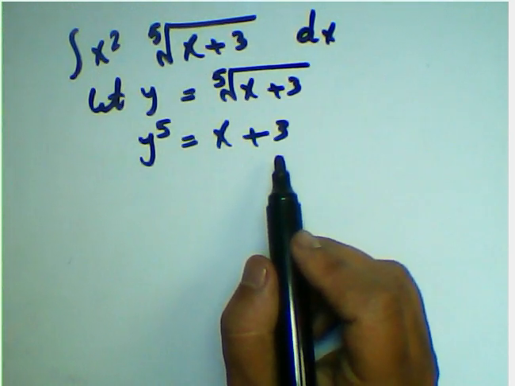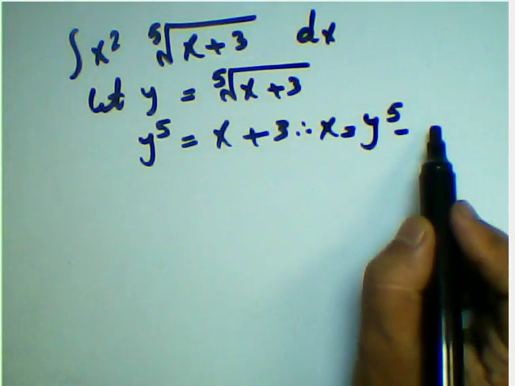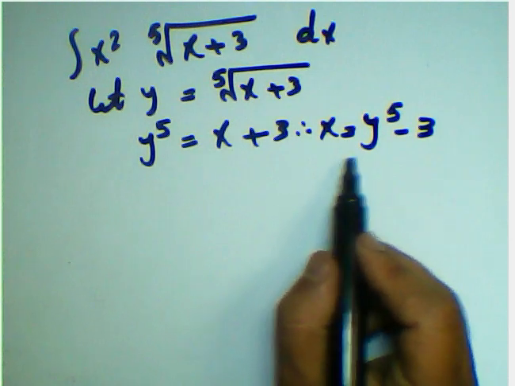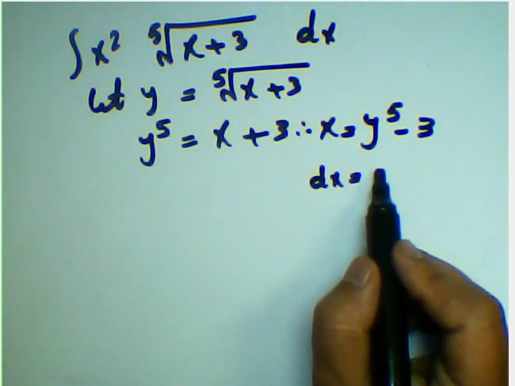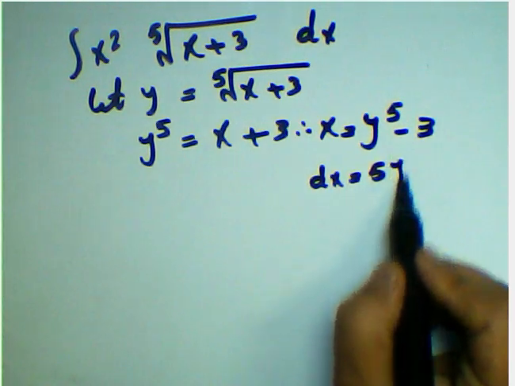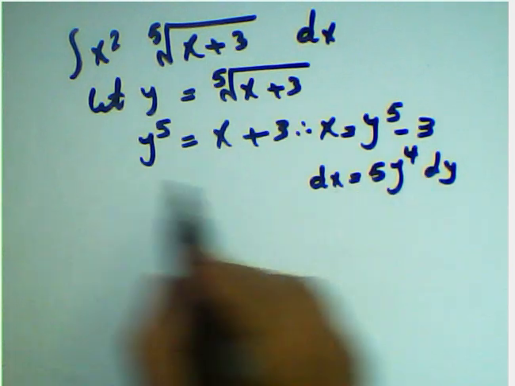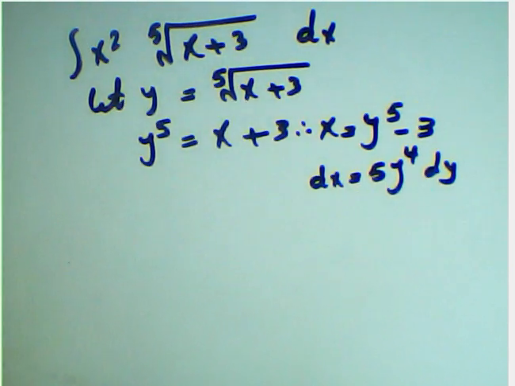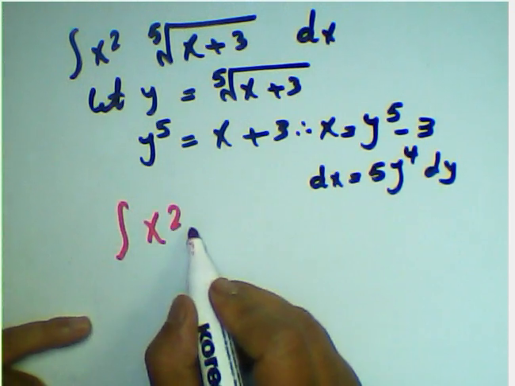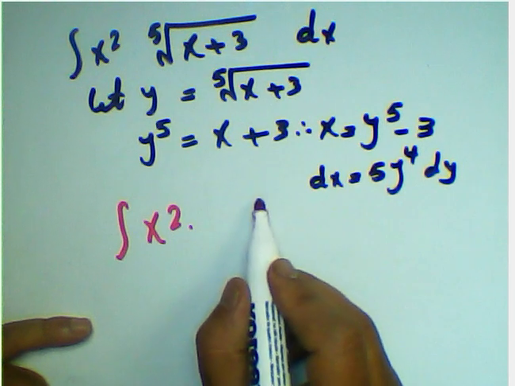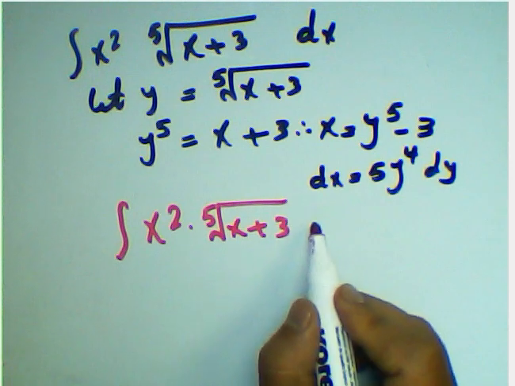Then we can differentiate by finding x first. x will be y power 5 minus 3. Then we differentiate with respect to y: dx equals 5y power 4 dy. And this function will be what? x power 2 times the fifth root of x plus 3 dx.